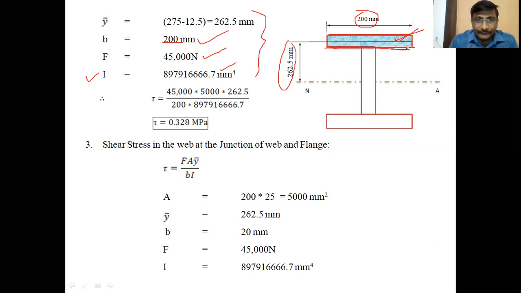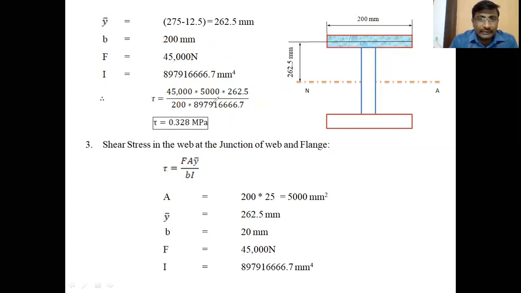These are the values calculated at the EF level. So by substituting these values into our equation, τ equals F A ȳ / (B I). F is 45,000 newtons, into A ȳ, area is 5,000, ȳ is 262.5, divided by B value 200 mm, I value is 897916666.7. So upon calculation, the shear stress in the upper flange at the junction is 0.328 megapascals.